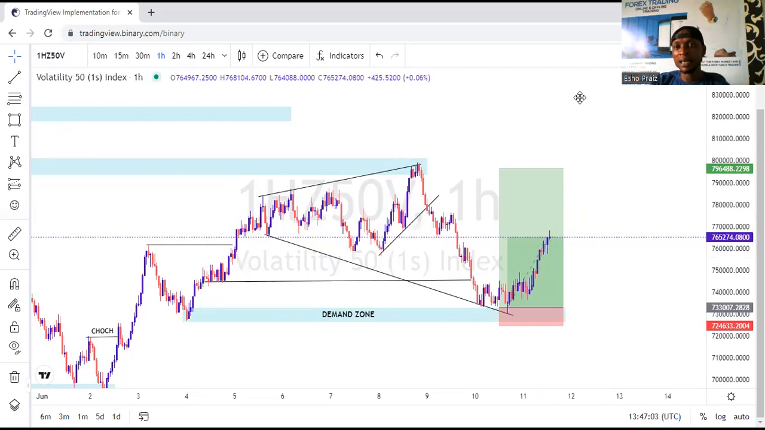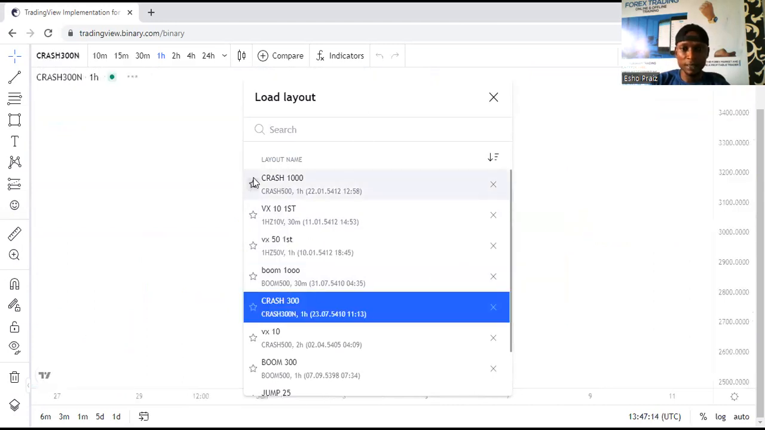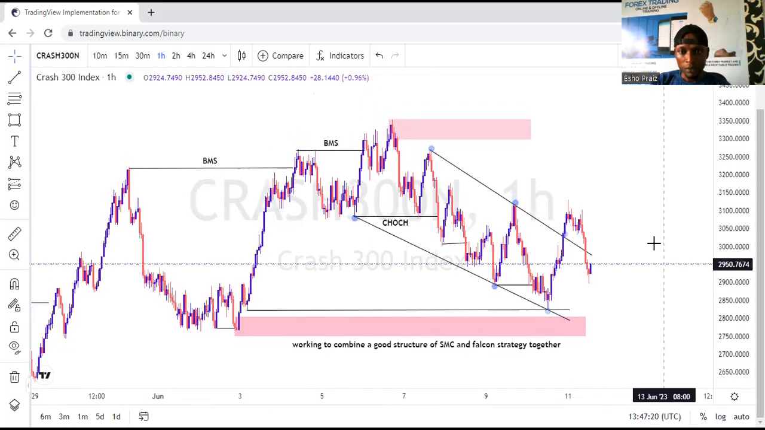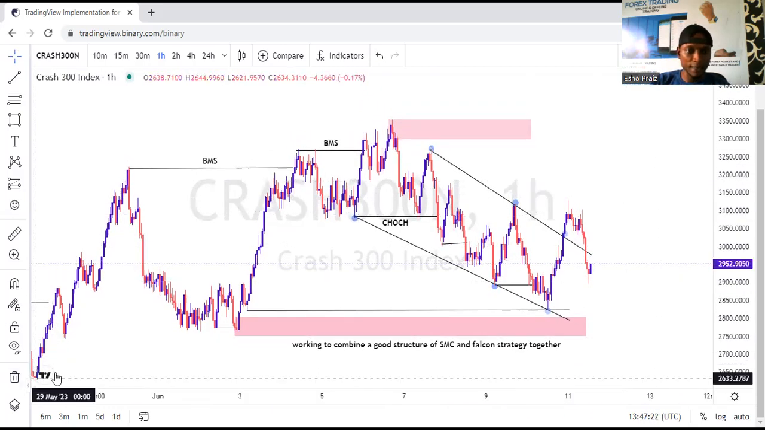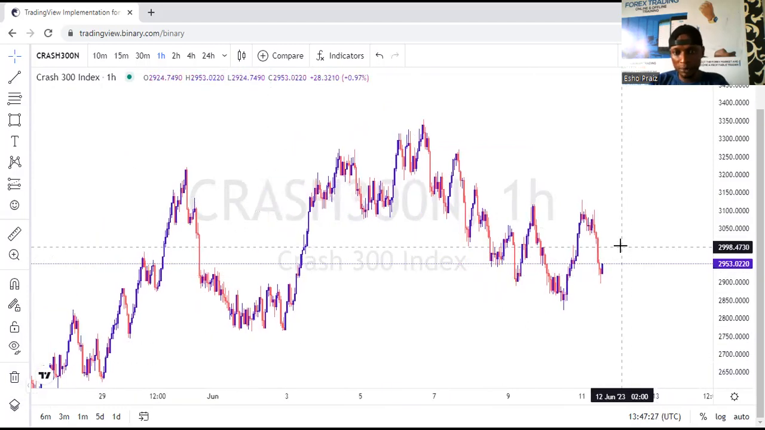So guys, let's check another one. Let's check crash 300. I think 300. Let's check it. This is crash 300. Okay, so this is crash 300. So now here, let me delete this chart. This is crash 300. So now look at it. Look at the market.